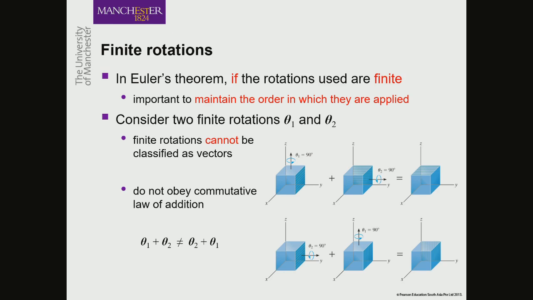Here we combine two rotations, we get one result, we combine them again but in a different order, and this time we get a completely different rotation of the rigid body. Adding them together vectorially we will do this for small rotations.